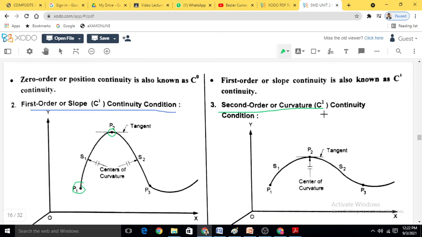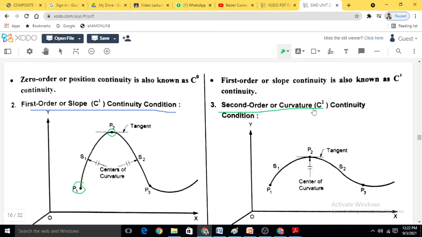Now we will discuss the second order continuity, also called the curvature continuity. We are discussing three continuity conditions: the first one is zero order continuity, also called position continuity; first order continuity, also called slope continuity; and second order continuity, also called curvature continuity.